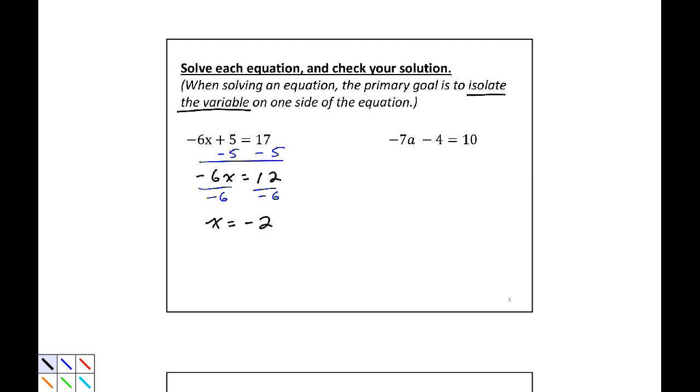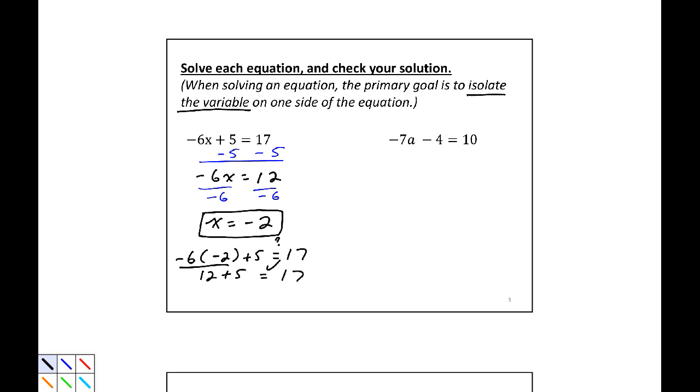Now I would suggest occasionally, I'll go ahead and do that here, checking your solutions. That's our proposed solution. So hopefully this statement is true. Well, this would be 12 plus 5, which is in fact 17. Therefore, x equals negative 2 is our solution. Occasionally you'll want to check that. There are some equation types that you have to do that.